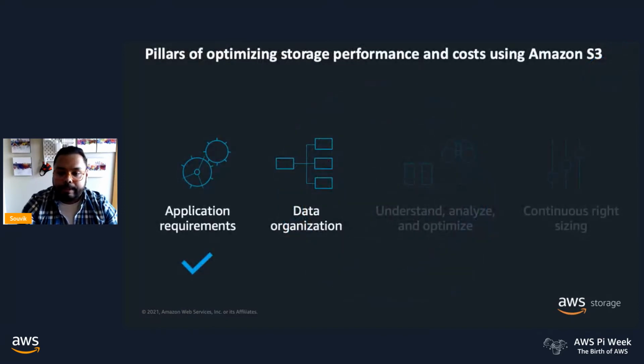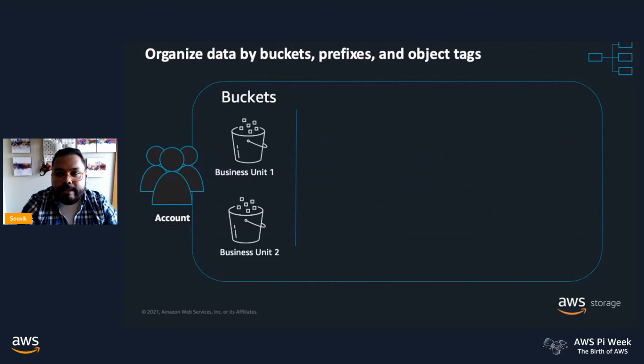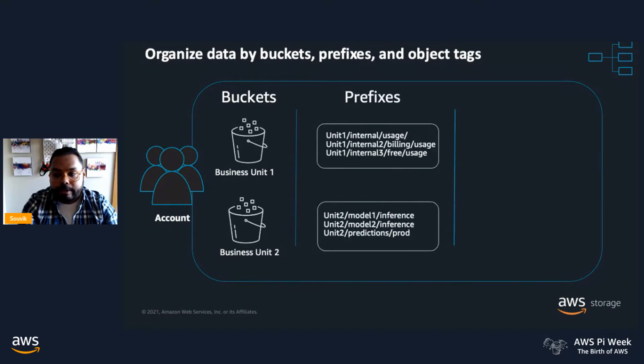Once you define these application requirements, next you need to think about how you organize your data. You want to organize your data in a way that makes sense for the business units, applications, and users accessing these data sets. The first step to doing this is to create buckets, which are S3 resources, to upload data across different business units within an account. And to further organize your data by projects or teams within a business unit, you can use key name prefixes, which are names in front of your objects, to give a folder-like structure that helps keep things organized and simple.